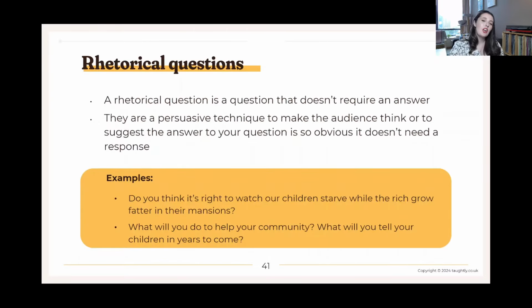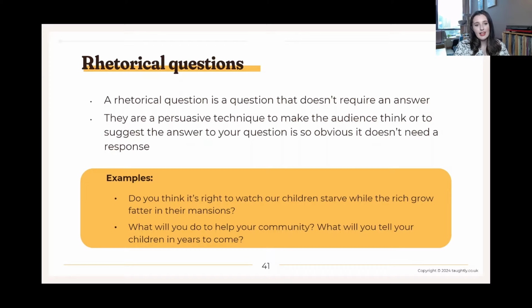Speeches are often a good opportunity to use rhetorical questions. A reminder that a rhetorical question is a question that doesn't require an answer. It's a persuasive technique, and its purpose is to make your audience think about something, to ponder the topic, or to suggest that the answer to your question is so obvious it doesn't need a response. Like, we can all agree on this, right? For example, don't you love studying English? That's rhetorical because the answer is so obvious, it's yes.